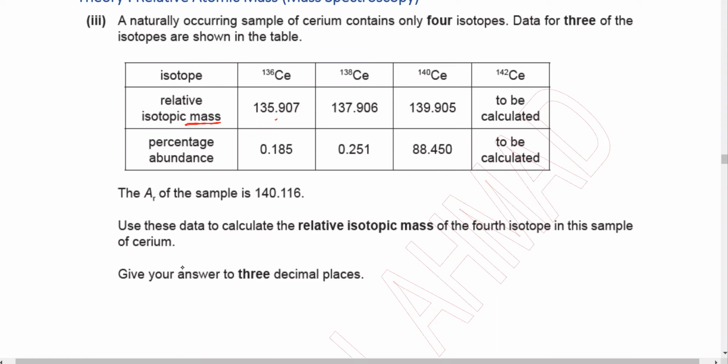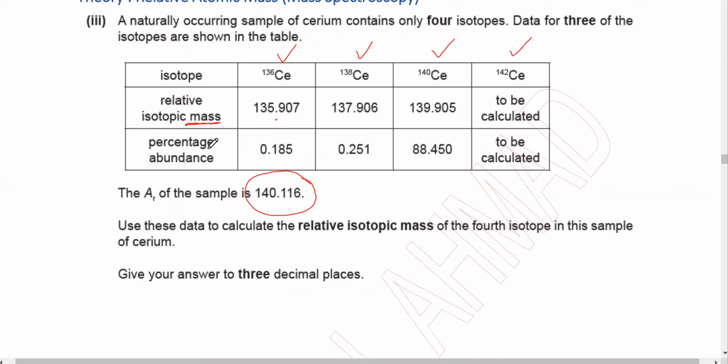In this question, the final AR has already been calculated. It has four isotopes, so there are four different isotopes, and what you need to do is use these data to calculate the relative isotopic mass of the fourth isotope, which is this one.